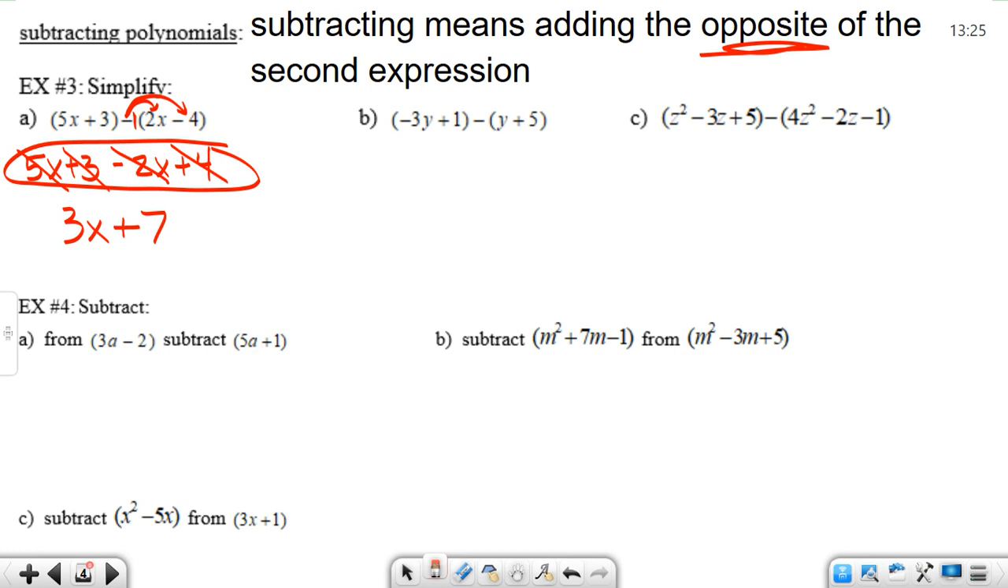Okay, going over to B. Again, we have a binomial minus a binomial. Again, I've got this negative 1 in front. I'm going to go ahead and distribute. So it gives me negative 3y plus 1 minus y minus 5. Remember, it's going to have the opposite effect. So then I've got a negative 3y and a negative y, which gives me a negative 4y. And I have a positive 1 and a negative 5. And 1 minus 5 is negative 4, which leaves me with negative 4y minus 4. Again, guys, remember, all we're doing is adding that extra step of distribution, and then it's back to combining like terms.